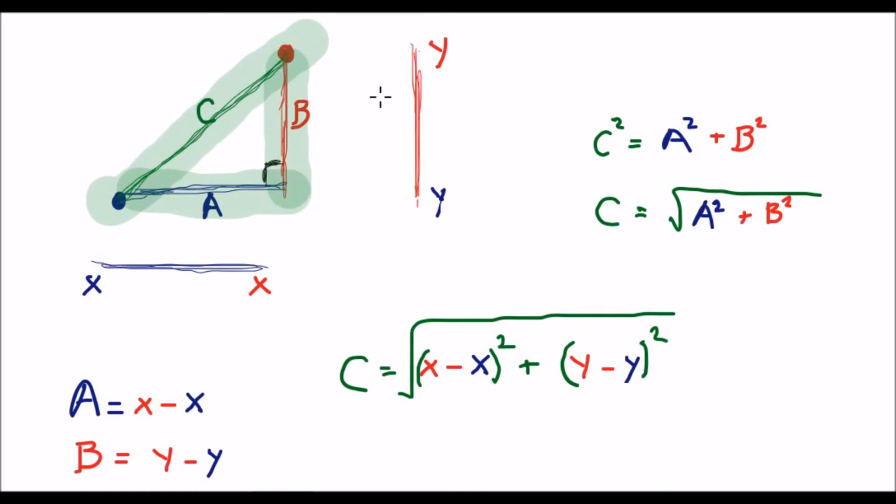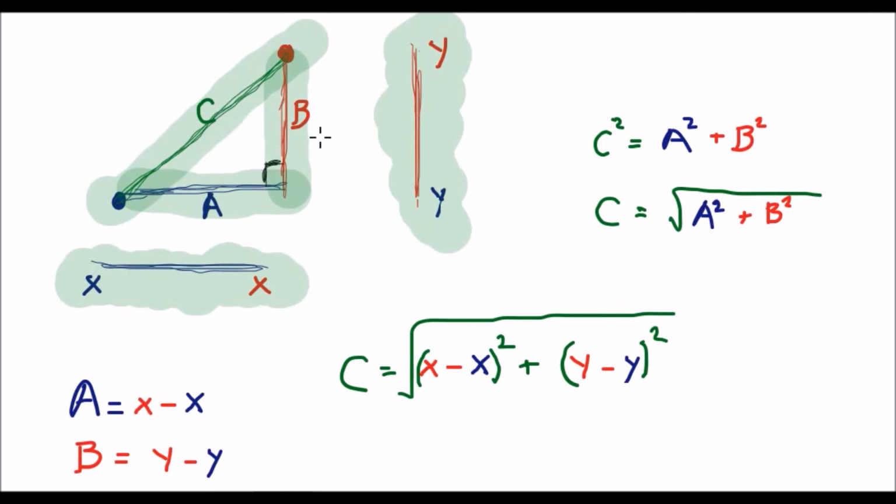So if I were to draw B and A out separately to show in a bit more detail, it would look like this. This is B. At the top we have the y coordinate of the red point, and at the bottom we have the y coordinate of the blue point. And similarly for A, at the end we have the x coordinate of the red point, and at the beginning we have the x coordinate of the blue point.